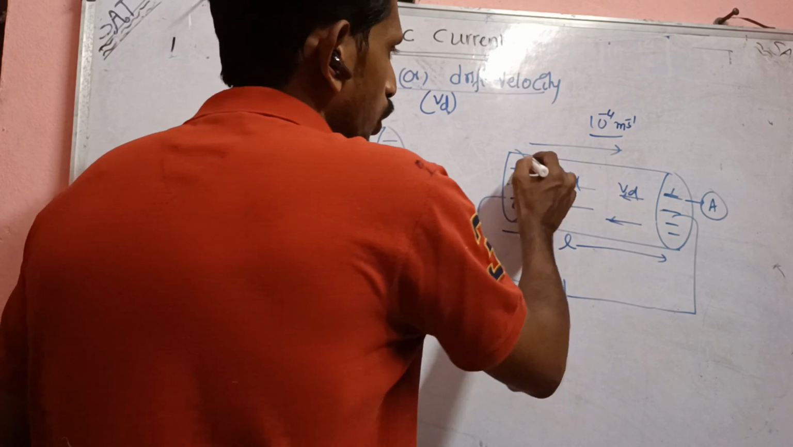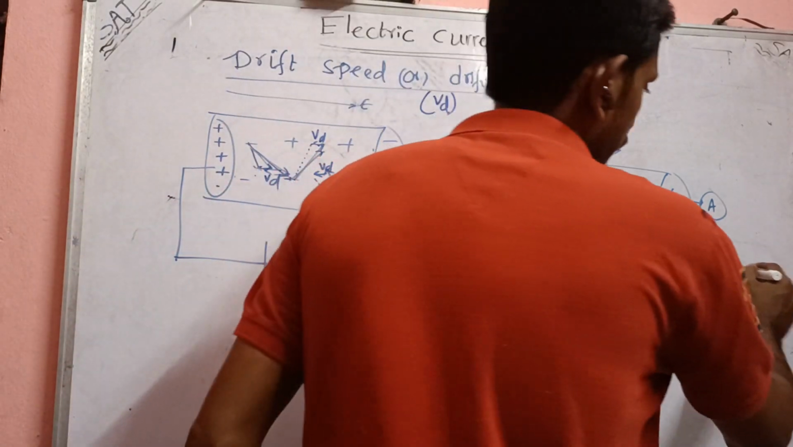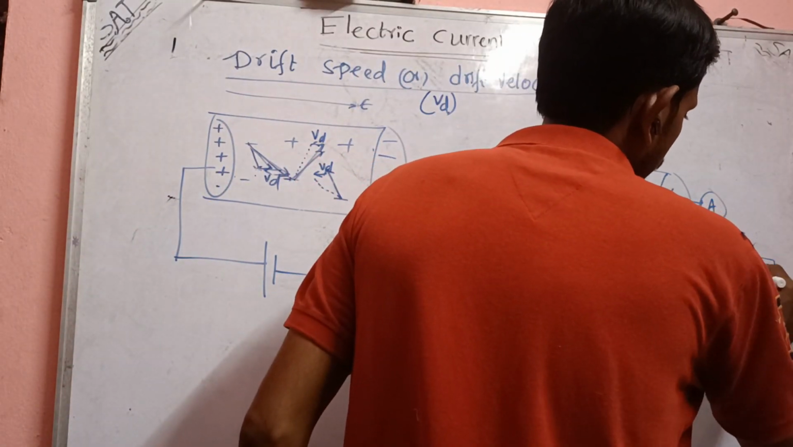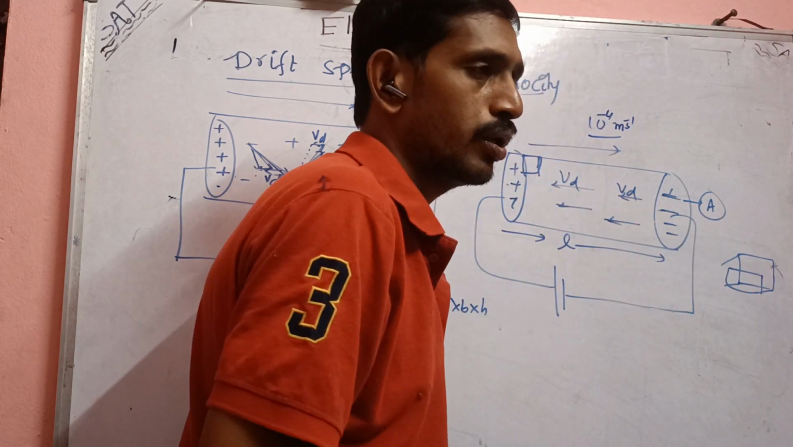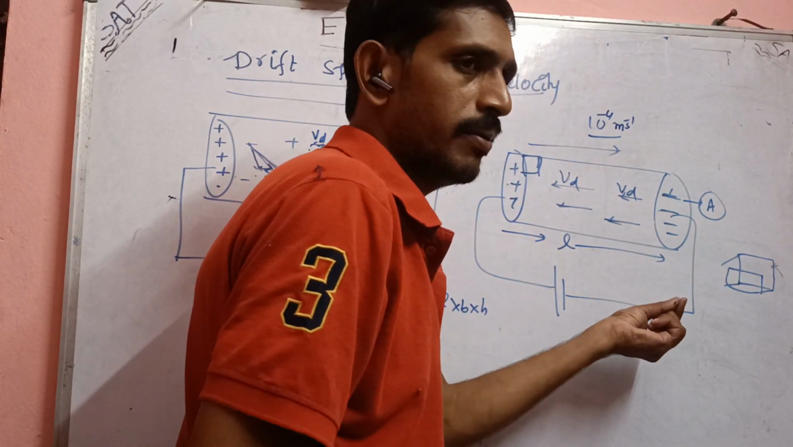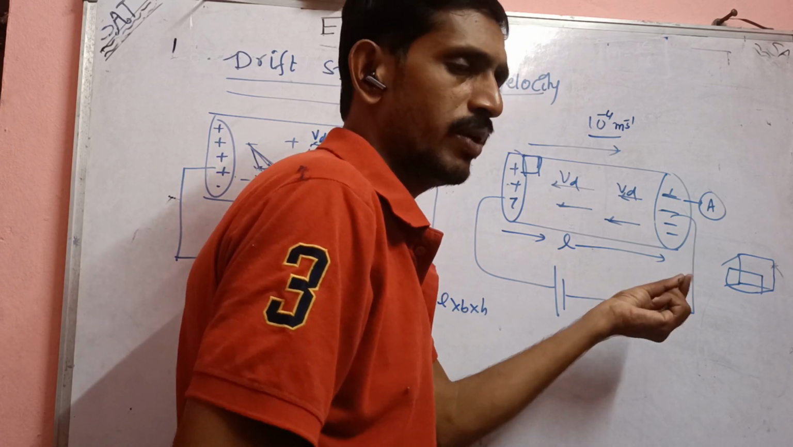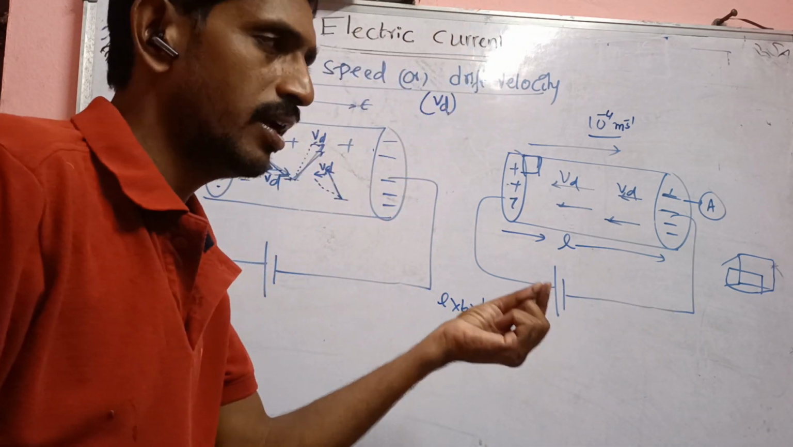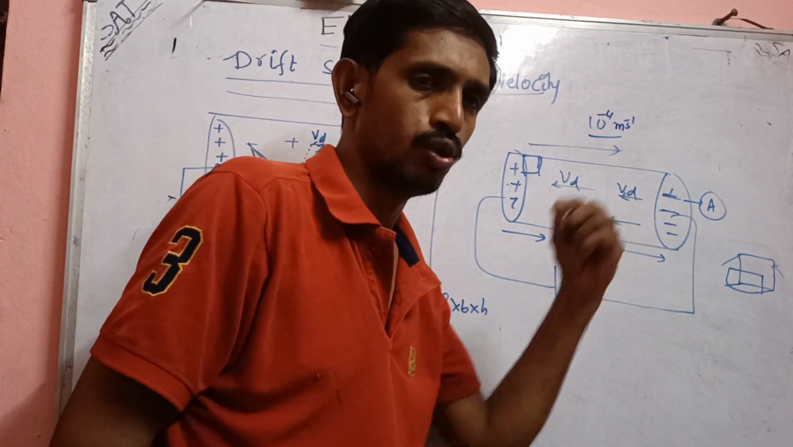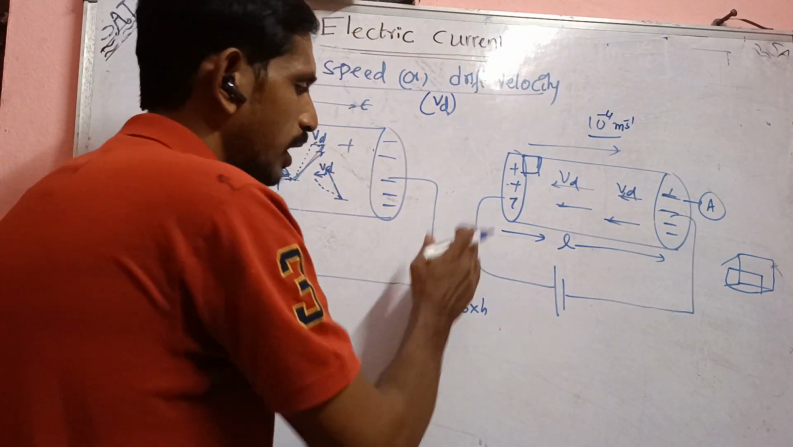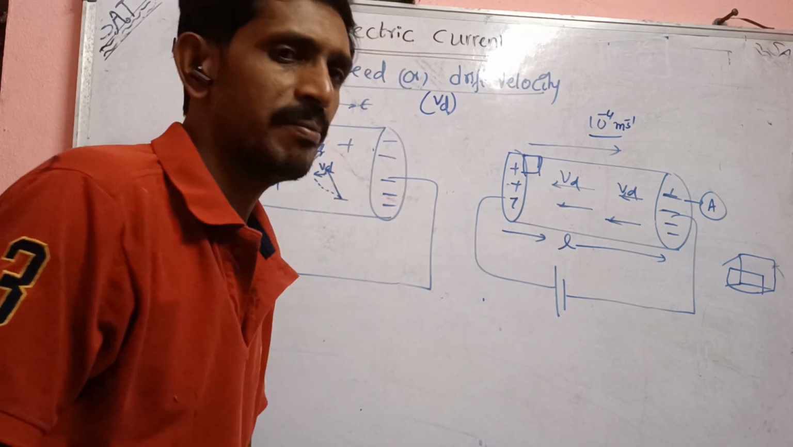So this is unit volume. For example, this is a cube. Unit cube means here 1 meter, or 1 centimeter length, 1 centimeter breadth, 1 centimeter height, and multiplying all these dimensions, we get the unit volume of the cube. The same thing we can also take as a unit volume. For unit volume, the number of electrons.